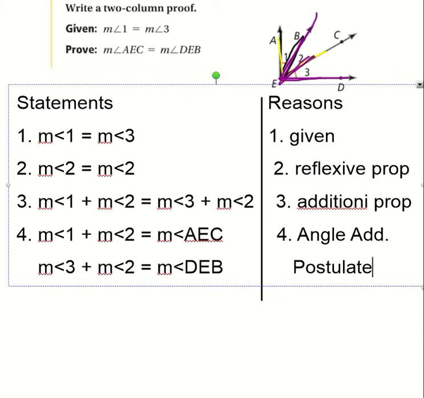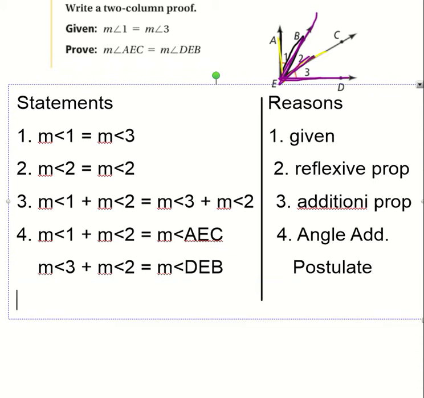So now we have that angle 1 and angle 2 together make AEC, angle 3 and angle 2 make DEB. And remember we said in the previous step, the measure of angle 2 plus the measure of angle C equals the measure of angle 3 plus the measure of angle 2. Well, now what if we substitute in? And we can do that. We can do a substitution property. If you look, that's back on page 113 in your textbook. Remember, if A equals B, then B can replace A in any expression.